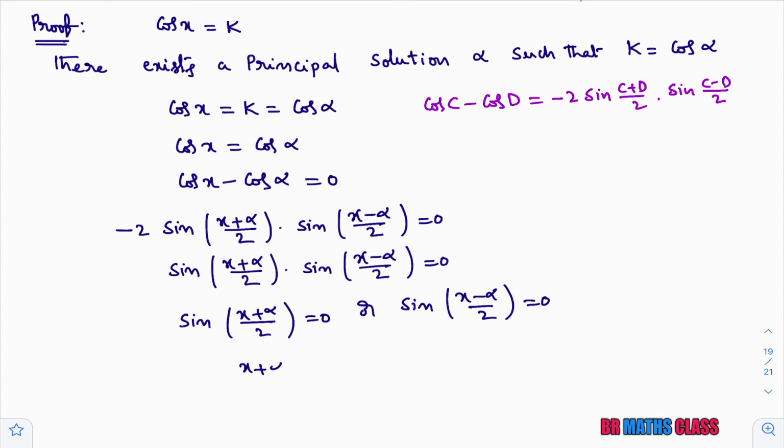I'll write here x plus alpha divided by 2 equal to n pi. You observe this one. This is also of the same form, sin x equal to 0. When sin x equal to 0, we can write x equal to n pi, the general solution of sin x equal to 0. So here what I can write? I can write x minus alpha divided by 2 equal to 0.